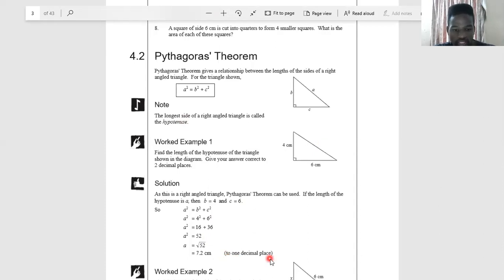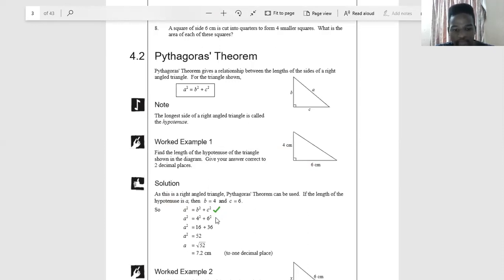So this is an easy example. We've been given a triangle. We have 4 as our opposite side. We have 6 as our adjacent. We don't have a hypotenuse side, and they're asking us to calculate our hypotenuse side. So the first thing to do here, guys, is to write the correct equation. You write your equation, you get 1 mark. That's simple.